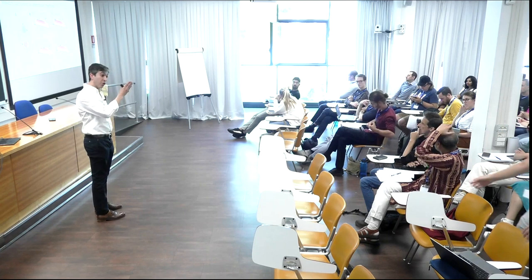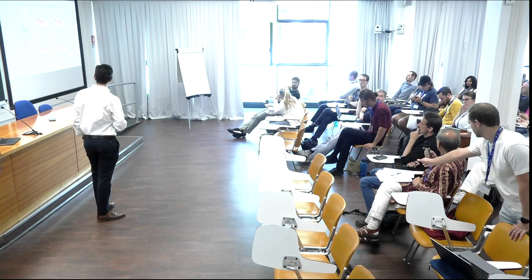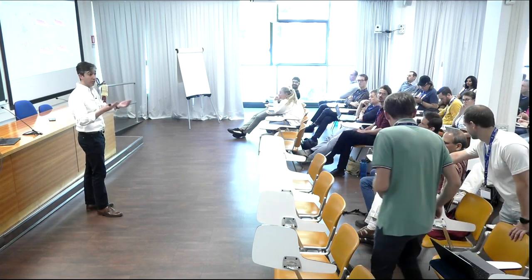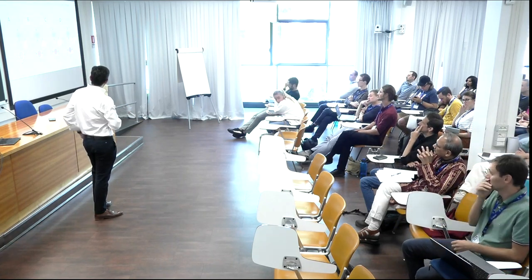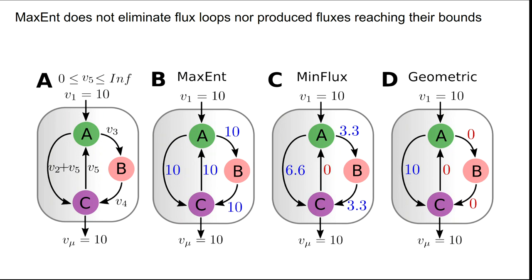And in general, they are not going to be equal, but it depends on the topology of the network that you're using. So just to build intuition, I put a thermodynamically infeasible cycle there. And as you can see, the Maxent solution is not free of this artifact. It still predicts flux going back from C to A.